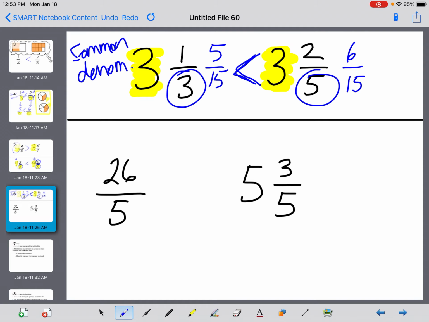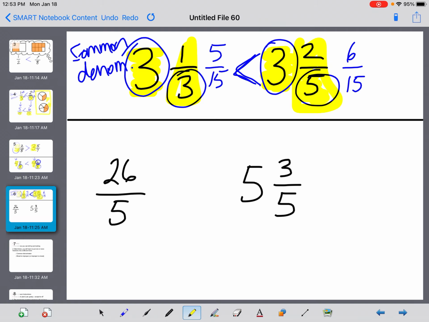Okay, so sometimes you'll have the same whole number at the front, and then you can just take a look at the fractions themselves and find the common denominator. Oops, shouldn't have highlighted that. Meant to highlight this. And then find the common denominator with just those fractions to figure out which one is larger.